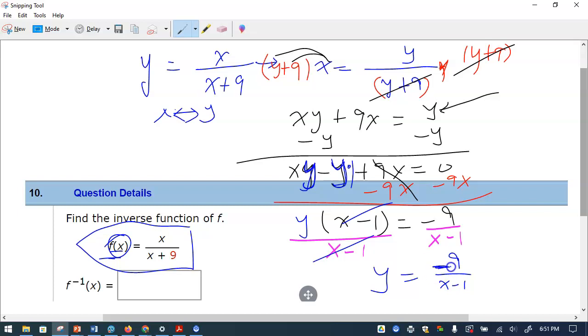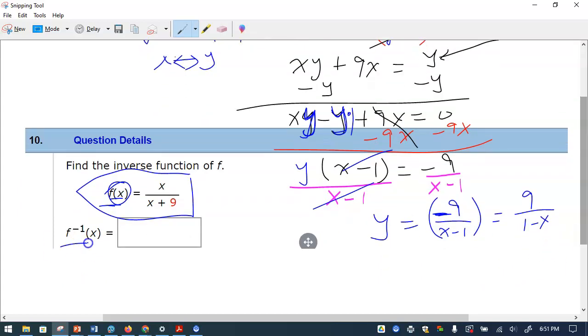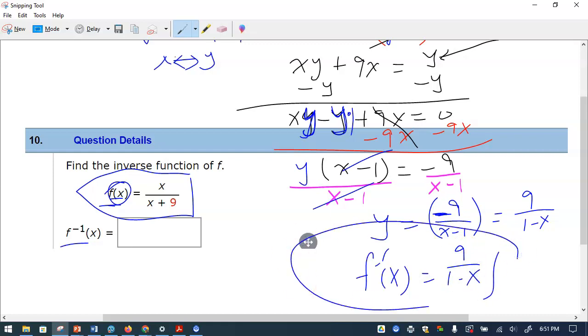And because there's a minus, of course this is correct, but you can also write it as 9x over 1 minus x, same thing. And the final answer that you get is f inverse. That means f inverse of x is 9x over 1 minus x. That's it. You're done. Let's go to the next problem.